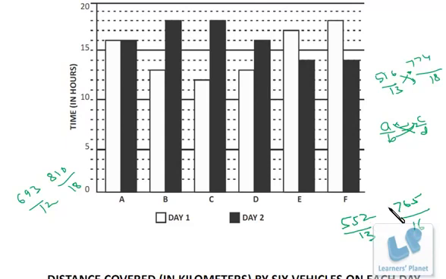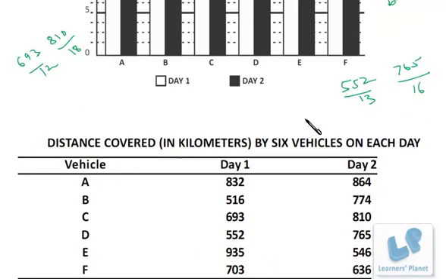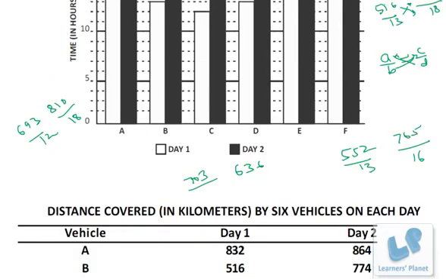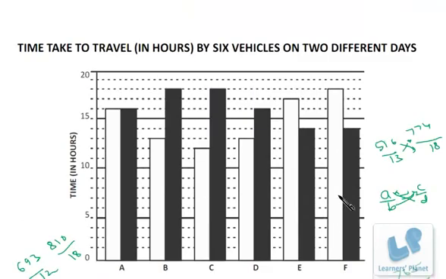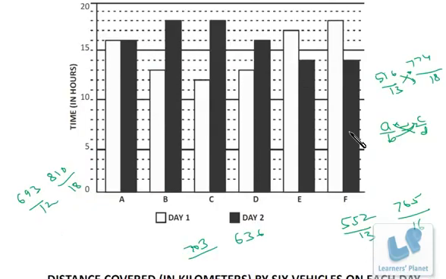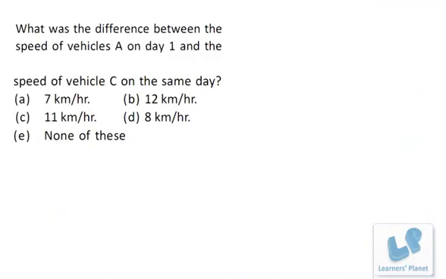Now we are left with just F. F is 703 and 636. Here we can see the time, that is 18 and this is 14. These two data are closer, but these are quite far from each other, and the unit digit is also not matching. This is 2 and this is 8. So none of them is correct. Without multiplication you can say that. I hope you are getting me. So the answer to the previous problem is none of these.